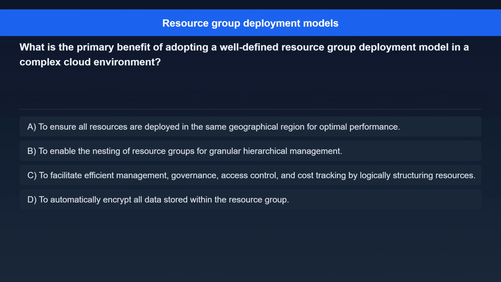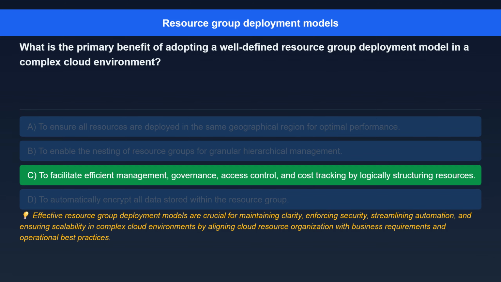Question 1. What is the primary benefit of adopting a well-defined resource group deployment model in a complex cloud environment? Option A. To ensure all resources are deployed in the same geographical region for optimal performance. Option B. To enable the nesting of resource groups for granular hierarchical management. Option C. To facilitate efficient management, governance, access control, and cost tracking by logically structuring resources. Option D. To automatically encrypt all data stored within the resource group.